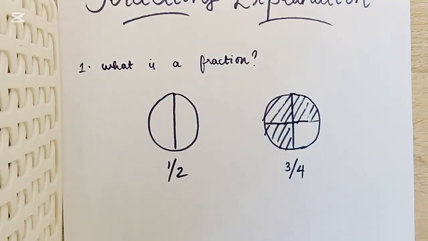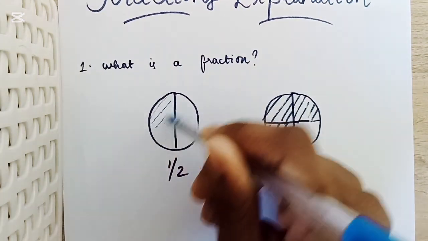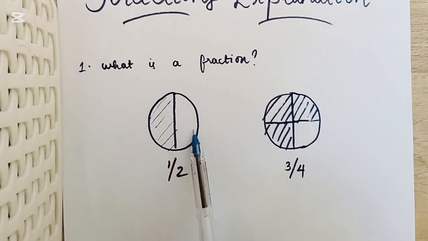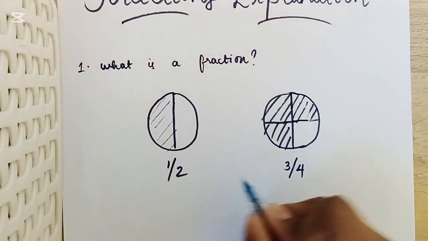So what does this mean? This tells us that 1 by 2 means 1 part of 2. 1 part out of 2 means 1 by 2. 3 parts out of 4 means 3 by 4.